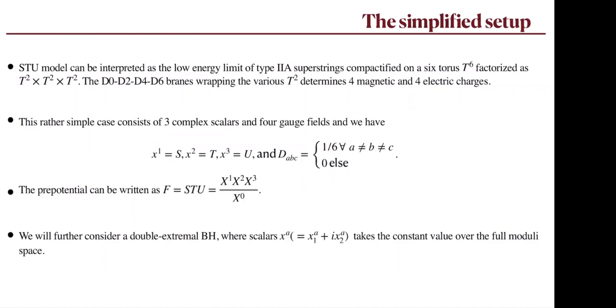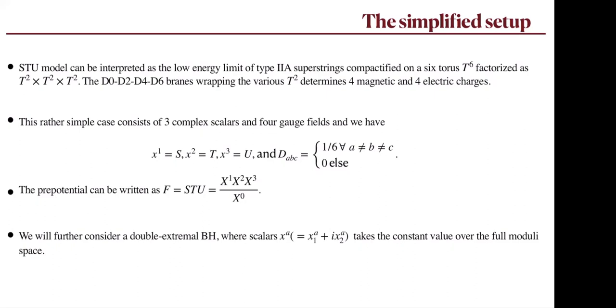Now these X's that you have, this S, X1, X2, X3, may still take different values at the boundary and the horizon. Although there is an attractor mechanism which guarantees that whatever value is set at the boundary, the horizon value is fixed. We are also considering a double extremal black hole, which is basically defined as one where all the scalar fields are constant throughout the full moduli space. So there is no change in the moduli scalars. It's the same value all over the place. This is a very simplified situation now.